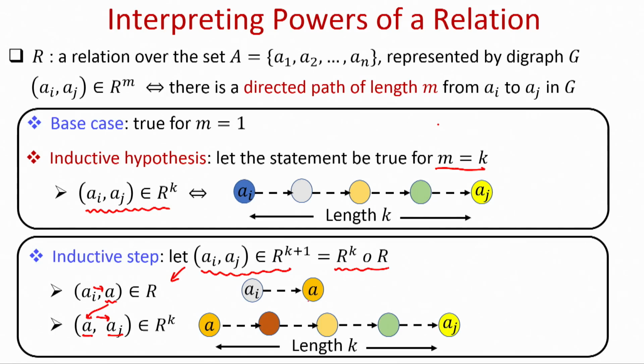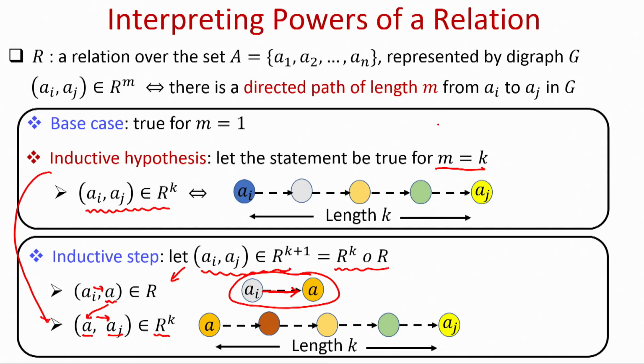But ai related to a means there is a structure of this form in your graph, namely there is a direct edge from ai to a. So, this should not be a dotted arrow, this should be actually a straight arrow, because indeed I have a direct edge from ai to a, and the interpretation of a being related to aj in the kth power means I have a directed path of length k starting at a ending at aj. This comes from my inductive hypothesis.